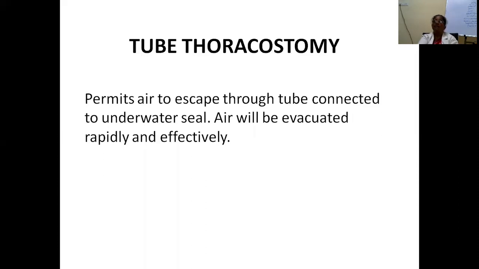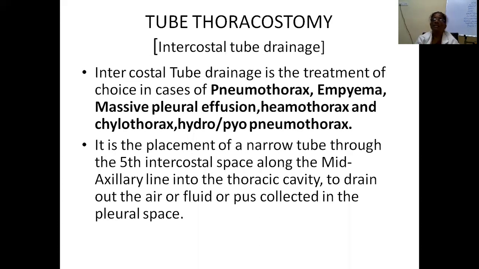It permits air and fluid to escape through the tube connected to an underwater seal. Air will be evacuated rapidly and effectively. So ICTD is the treatment of choice in all these conditions: hydrothorax, pneumothorax, empyema, effusions, and chylothorax. This tube is introduced in the fifth intercostal space along the mid-axillary line into the thoracic cavity to drain out air or fluid or pus collected in the pleural space.